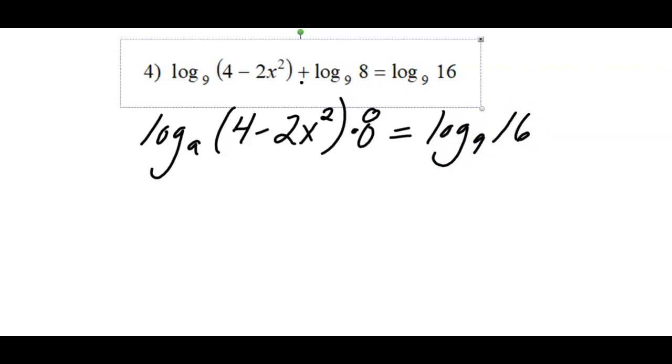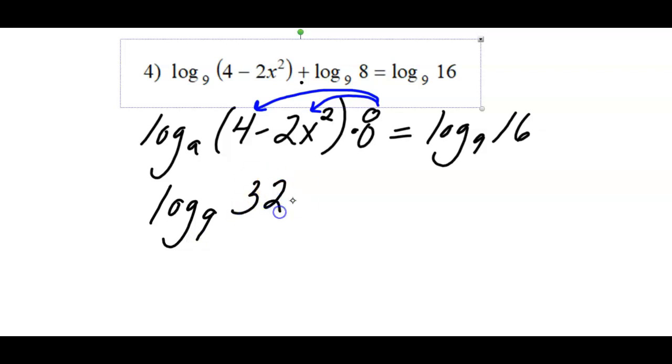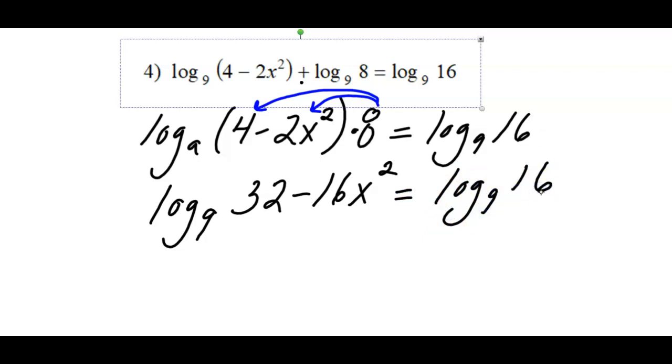So we want to simplify this, distribute this 8. So we end up with log base 9 of 32 minus 16x squared. So we have a single log on each side. Both are the same base. Cancel the logs off and solve the equation.